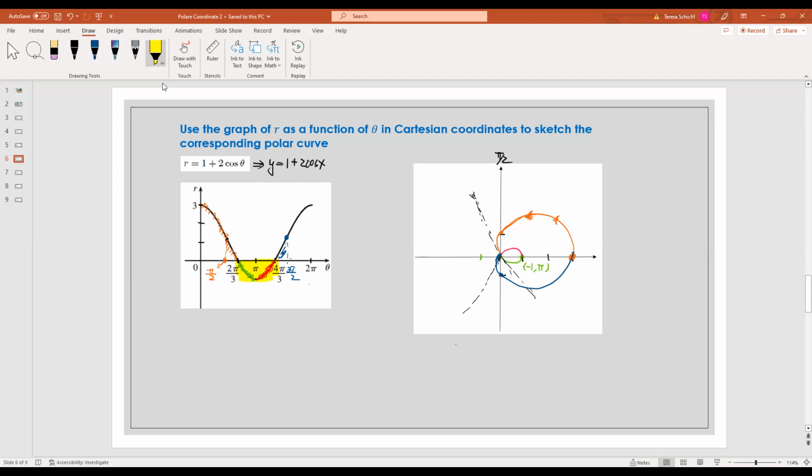So, okay, I guess that's it. And I hope this helps you to do the polar graph, if you use the Cartesian graph to guide you and help you, so you know where each point is.